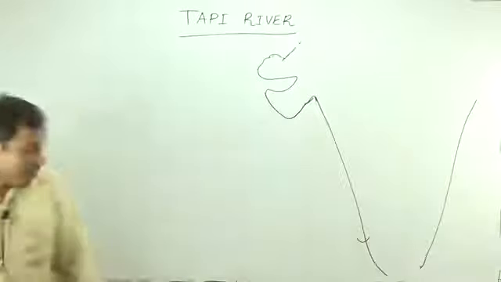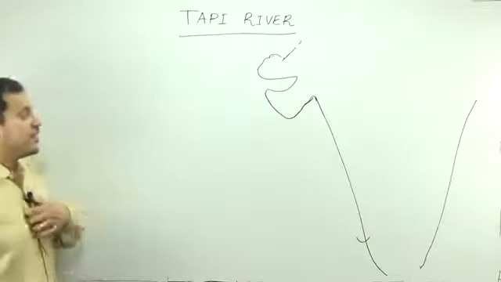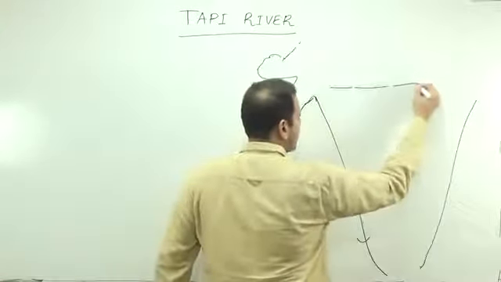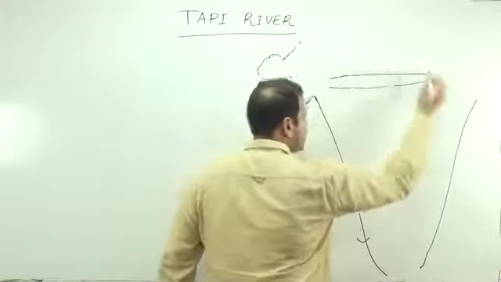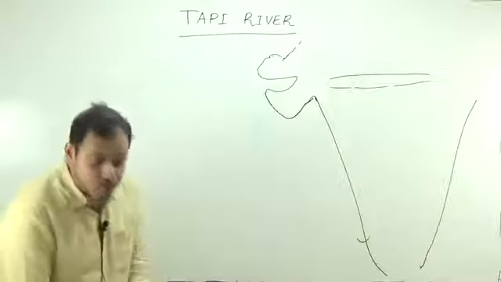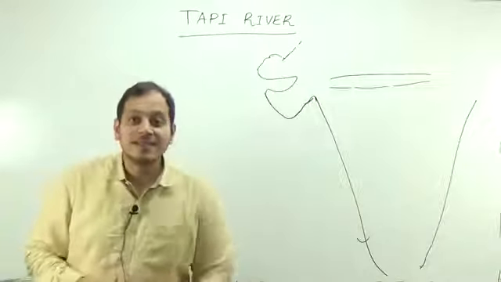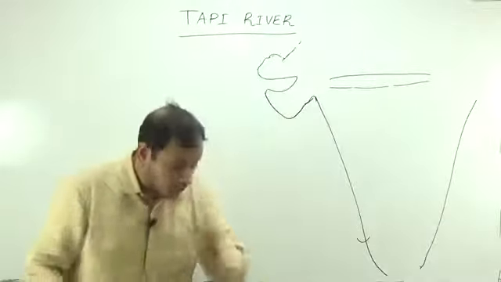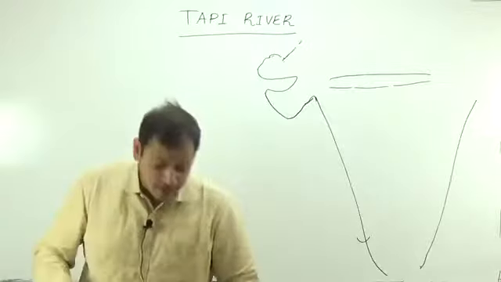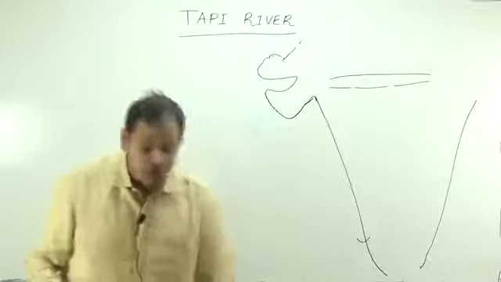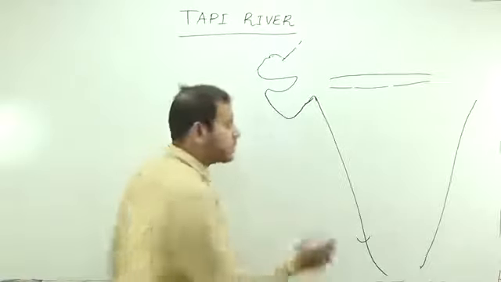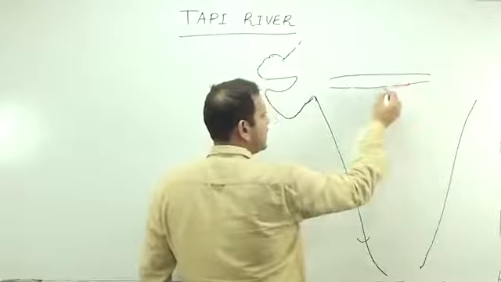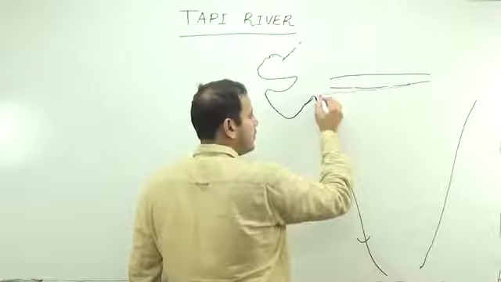Hi friends, welcome to the study of the next river after Narmada, that is the second important west flowing river, the Tapi River. The Tapi River, again, is a river which flows through a rift valley, but it flows to the south of the Satpura Ranges. The Tapi River originates from the Satpura Plateau, from a sacred tank of Multai in the Satpura region, and then it flows and drains into the Gulf of Cambay.